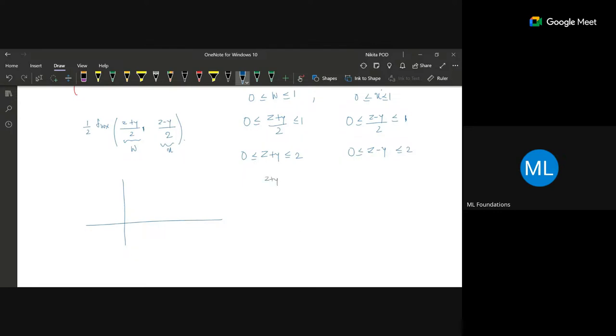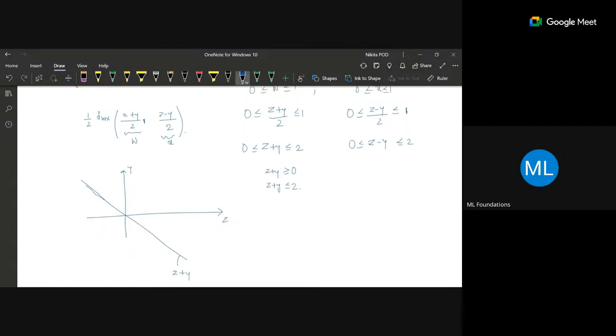z plus y greater than or equal to 0, z plus y less than or equal to 2. So if this is my z, this is my y. So z plus y greater than or equal to 0, this is z equal to minus y, right? This will pass through the origin. This is z plus y equal to 0. Now I want z plus y greater than or equal to 0 and z plus y less than or equal to 2. So z plus y equal to 2 would be something like this. Right? This is z plus y equal to 2.